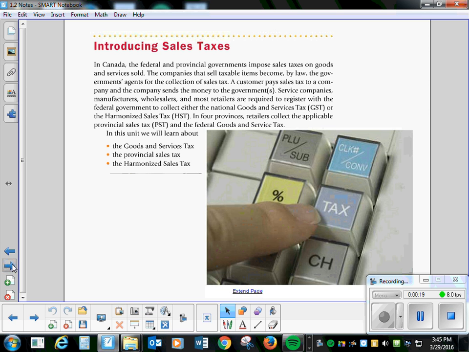In Canada, the federal and provincial governments impose sales taxes on goods and services sold. The companies that sell taxable items become by law the government's agents for the collection of the sales tax. A customer pays sales tax to a company and the company sends the money to the government. Service companies, manufacturers, wholesalers, and most retailers are required to register with the federal government to collect either the national GST or the harmonized sales tax, and in Saskatchewan we don't have HST, we have PST.